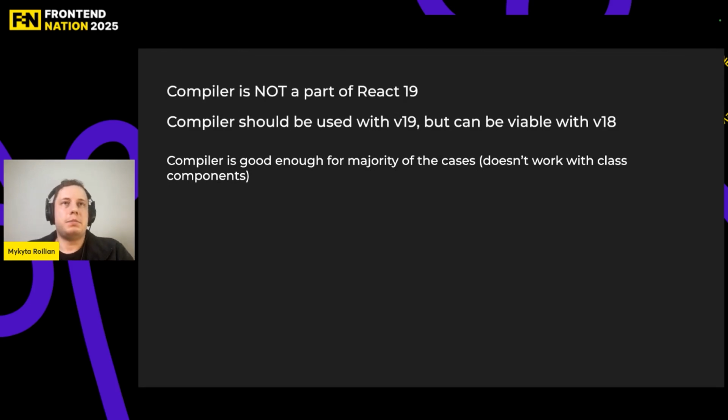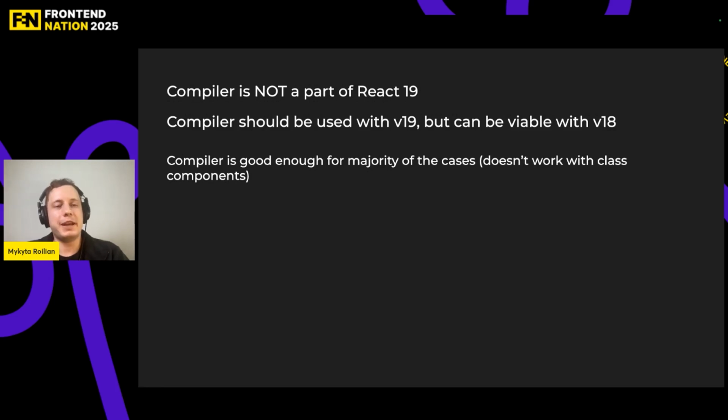Compiler is not a part of React 19. So you should additionally install it as a dependency. It should be used with version 19, but it can be viable with version 18. As we saw, it gives you a huge boost if you use it on not even the latest version of React.